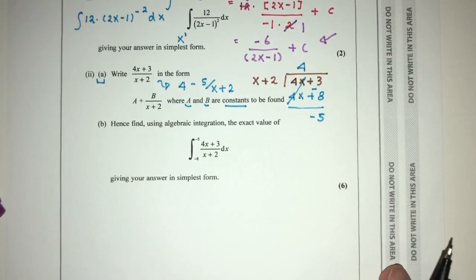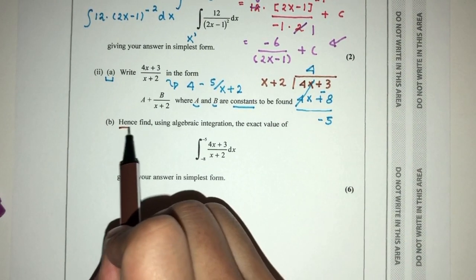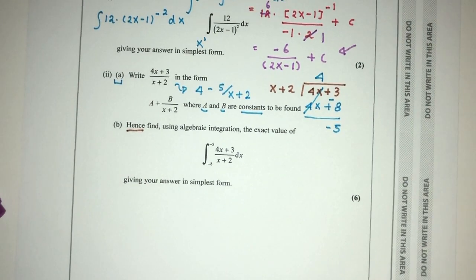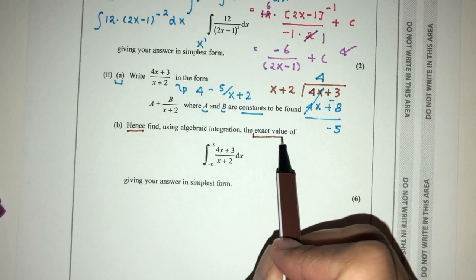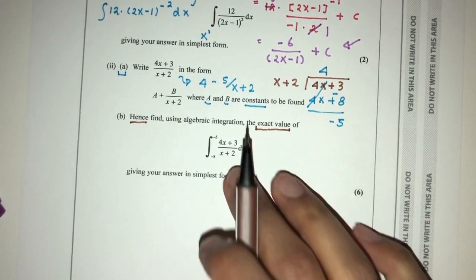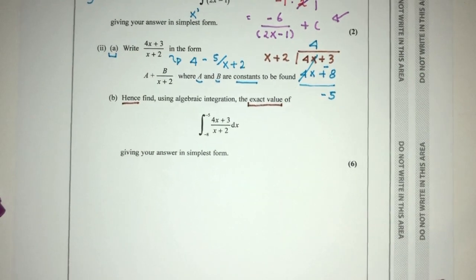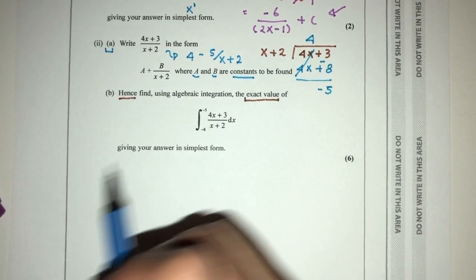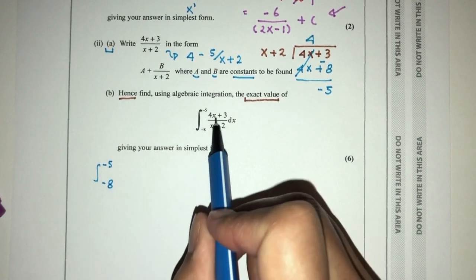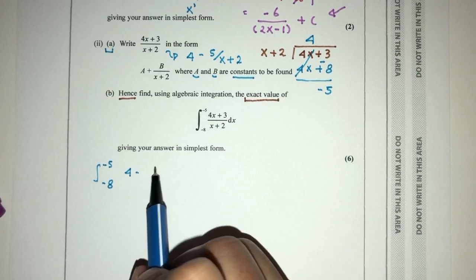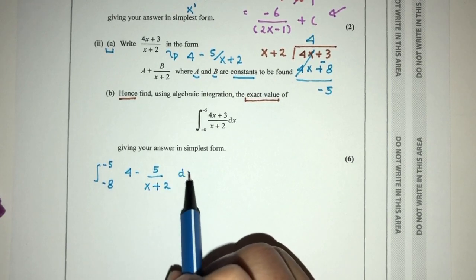Right, now let's move on to part B of the question. Now hence means using the value from part A. We have to find the exact value. As you can see, this is the main point here as well, exact value of this one. So step by step, let's solve this. Okay, so here we have what? So that will be minus 5 minus 8. That will be 4 minus 5 over the value of x plus 2 dx.